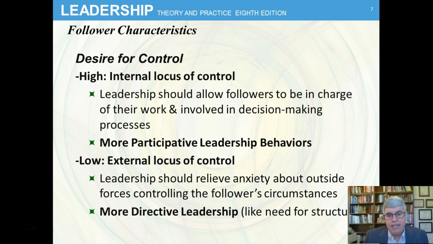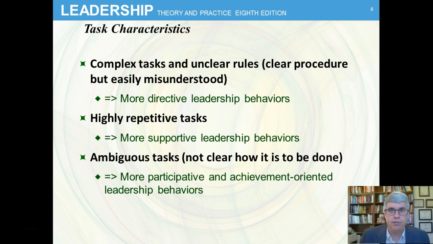Like people who have a high need for structure, more directive leadership, showing them exactly what to do so they don't have to worry about their own decisions, or if they lack self-assurance, you can assure them this is what they need to do and they'll be successful. Now, it's not just follower characteristics that determine how a leader should act, but also the task characteristics.